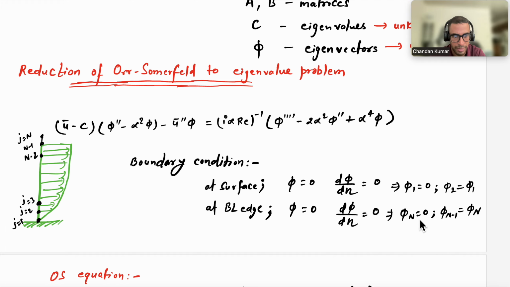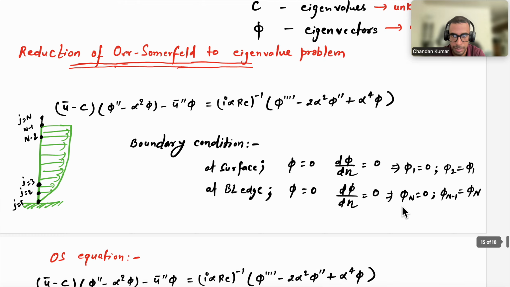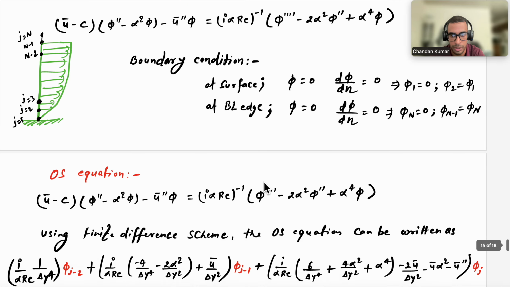So the phi n, which is towards the boundary layer edge, where the free stream velocity is phi 0 and the gradient of perturbation is also 0. So we can express it in this form. This is particularly the boundary condition for this equation. So we have the equation, we have the boundary condition, now we want to solve it.